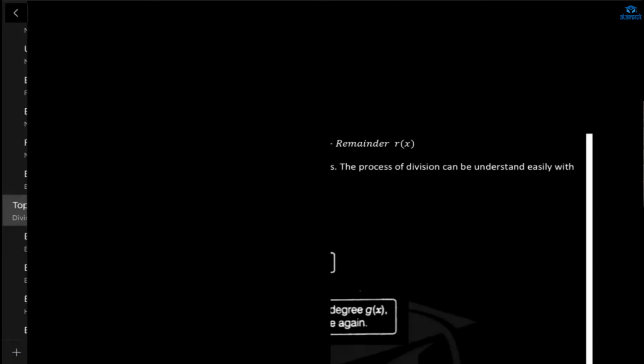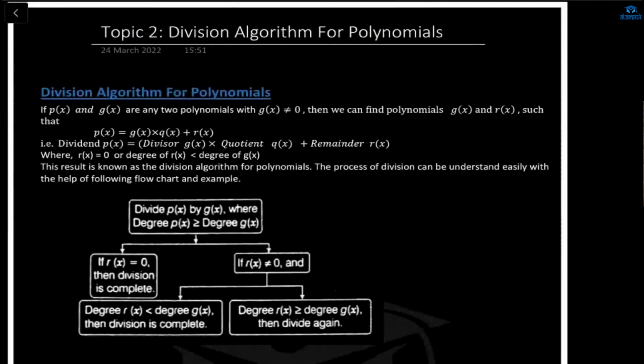Okay. Now here topic 2 starts. What is topic 2? Division algorithm for polynomials. One question is going to come from here. And what is the division algorithm of polynomials? Actually, this is similar to the division algorithm for any number. How do we divide? We have already learned the division algorithm lemma. What is it? The dividend is equal to divisor multiplied by quotient plus remainder. Okay, p(x) is equal to g(x) multiplied by q(x) plus r(x).